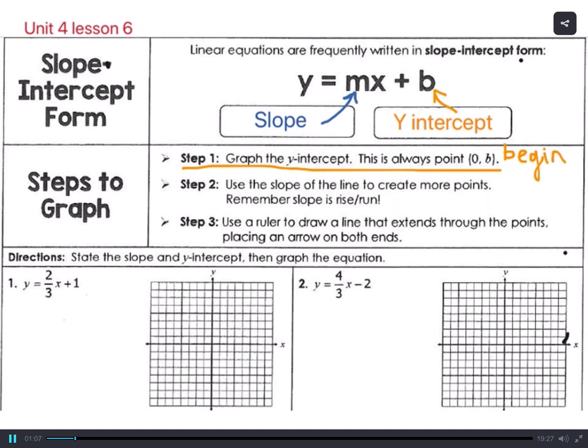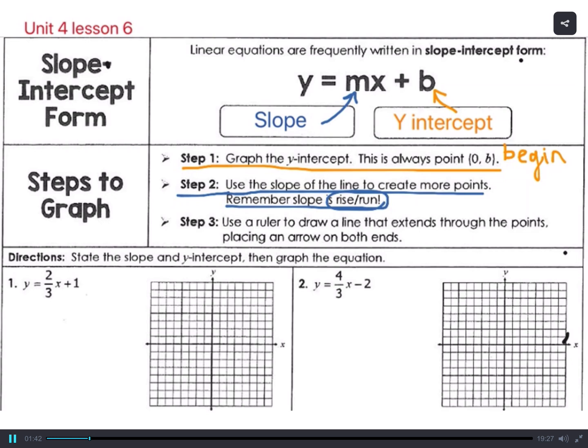Then we will use our slope. Remember, slope is rise over run, which it says right there, to help us plot some more points. And then our third and final step will be to use a ruler or a straight edge that extends through the points, and then we put an arrow on both ends to show that that line does go infinitely in both directions. So let's start out with example number 1.